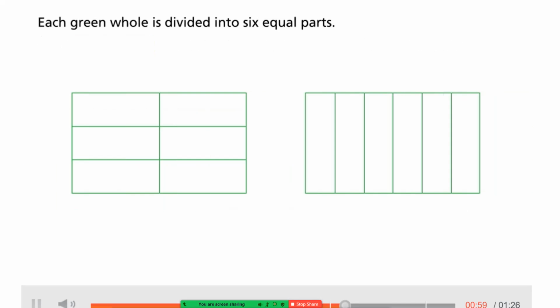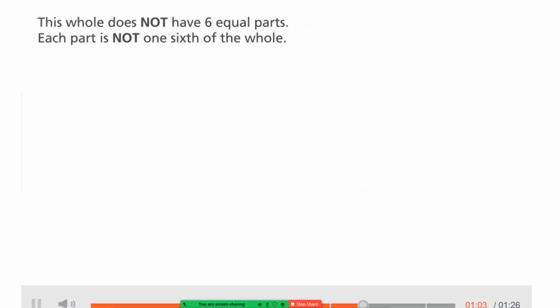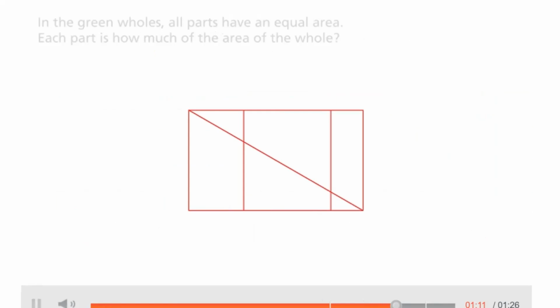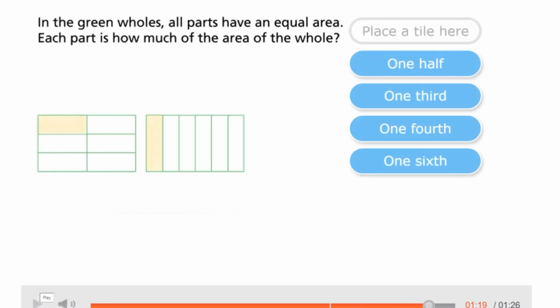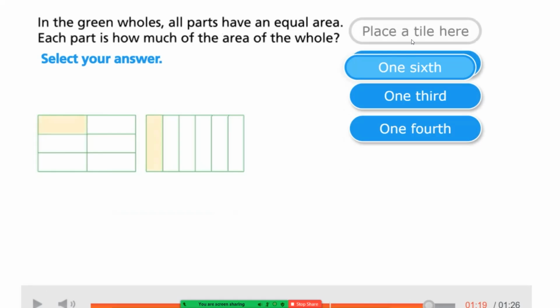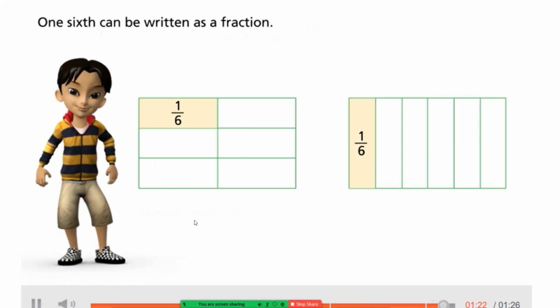Each green whole is divided into 6 equal parts. This whole does not have 6 equal parts. Each part is not 1/6 of the whole. In the green wholes, all parts have an equal area. Each part is how much of the area of the whole? Select your answer. 1/6 can be written as a fraction.